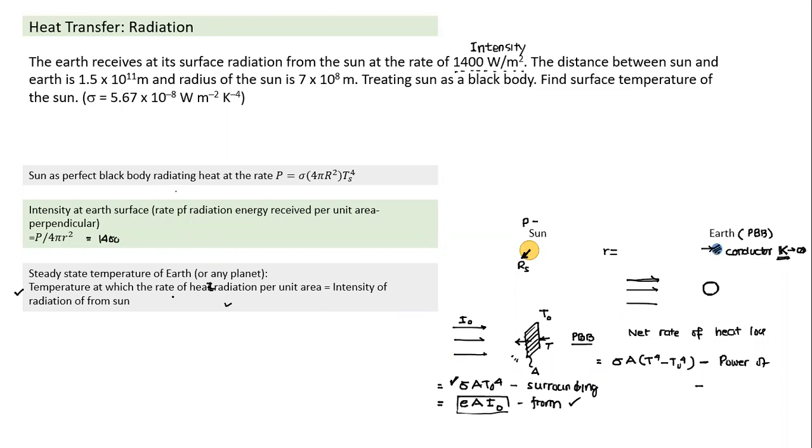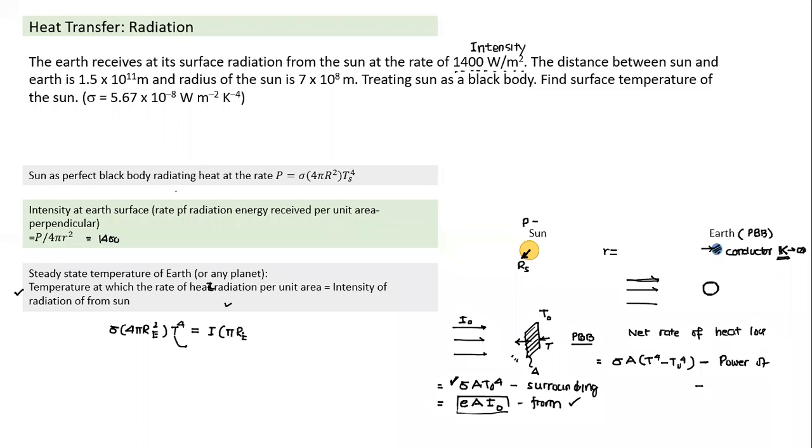At a particular temperature, what is the rate of heat radiation from the Earth in that case? Let me write the equation. It will be sigma times area, which is 4 pi Re square, times T to the fourth, where T is the steady state temperature. This has to be equal to the intensity multiplied by the area.